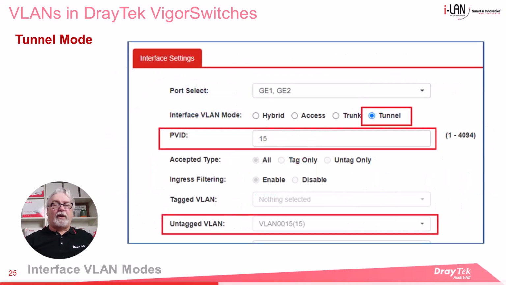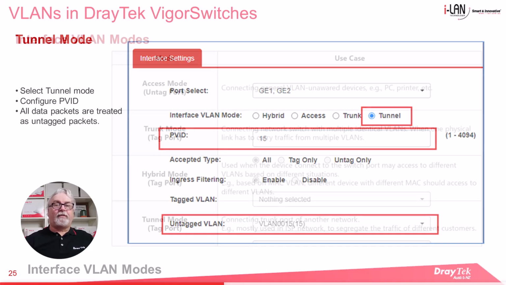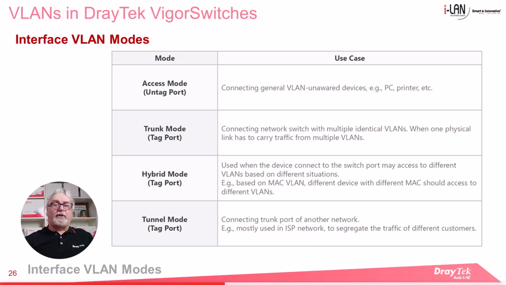When setting up tunnel mode in the VigorSwitch, the steps include: select tunnel mode for the required switch port, enter a PVID. All data packets entering the ISP network via a tunnel port are treated as untagged packets, that's tagged or untagged. Here we have a comparison of the uses for each of the VLAN modes. Pause the video here if you'd like to view it for longer.